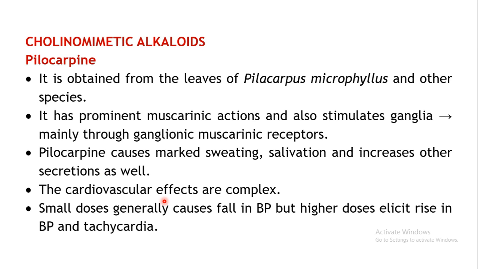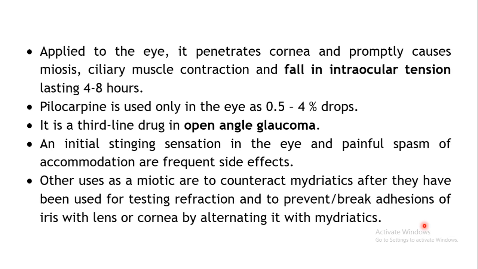Cardiovascular effects are quite complex. In smaller doses, it causes fall in BP, but in greater doses, it causes rise in BP and tachycardia. So quite complex CVS effects are seen. Applied to the eye, it penetrates the cornea and causes miosis, that is constriction of the pupil size, ciliary muscles may contract, and as a result of facilitation of the outflow of the aqueous humor, it can also reduce the intraocular tension. So this action lasts for 4 to 8 hours.